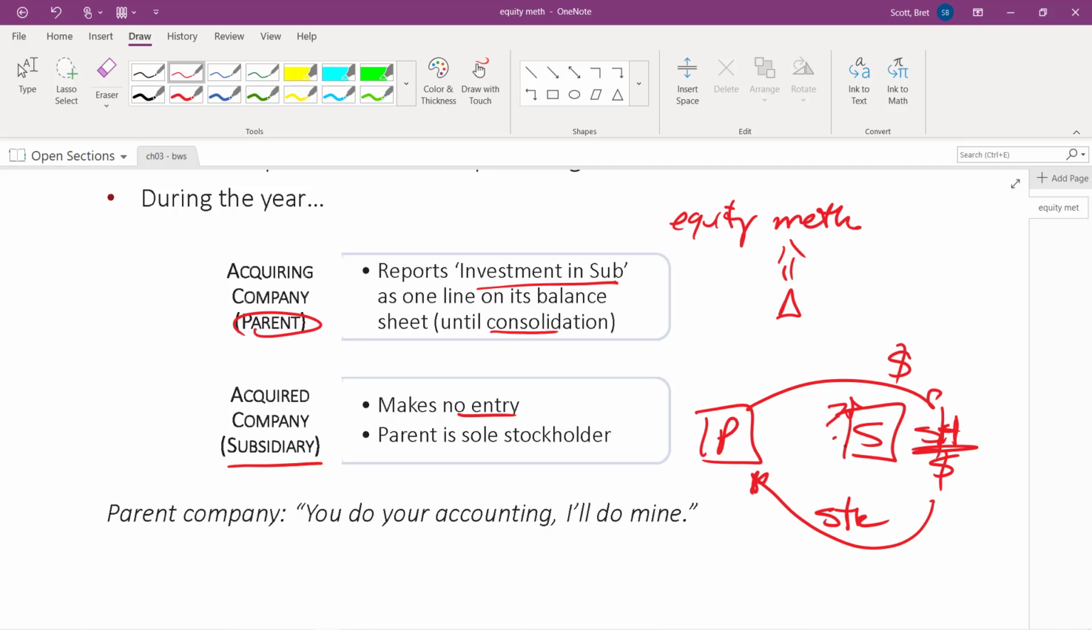What does that mean? Well, it means a subsidiary survives. The parent company is going to do its own accounting. The subsidiary will do its own accounting. So basically, if I'm the parent, hey man, you do you and I'll do me.